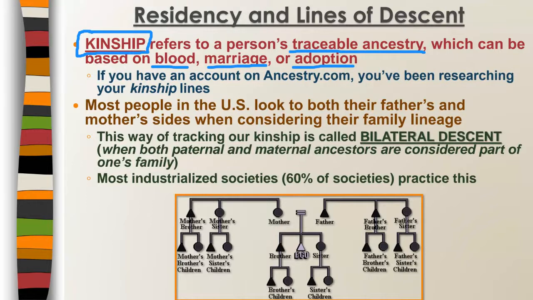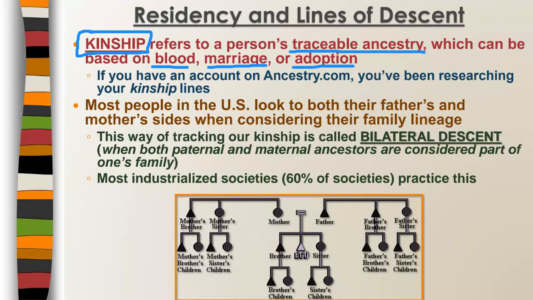Again, going back to our family definition, the key is an emotional element. Do you care about these people? With kinship, you might not necessarily have an emotional element. For instance, I love my mother. I have a strong emotional attachment to her. She is my family.